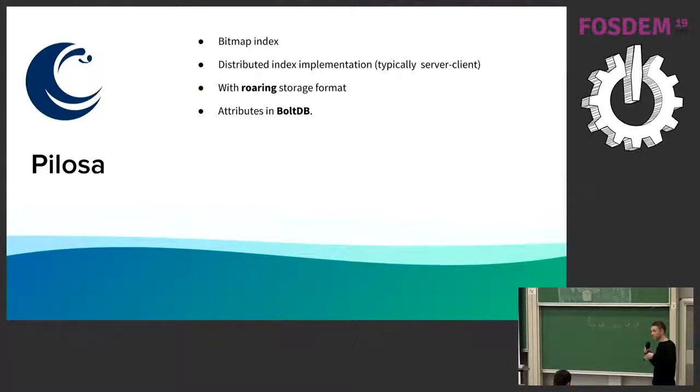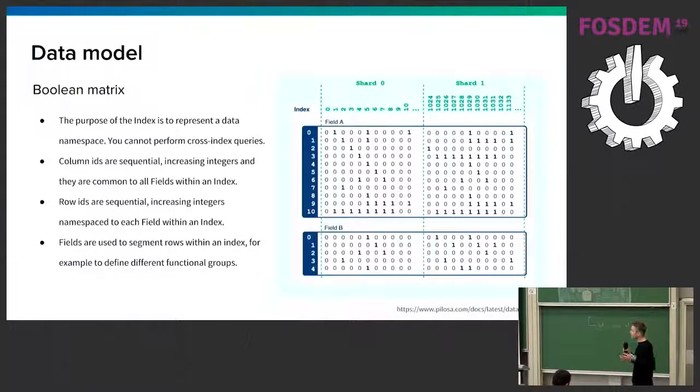By default, it's a typical server client, but we hacked it a little bit, which I will talk about later. By default, it's a typical server client where communication goes over RPC or REST API. And the data model in Pilosa looks like this. So you have a huge Boolean matrix where an index contains fields. The rows in this matrix are local per field, but the columns are global. Columns are shared across all the fields.